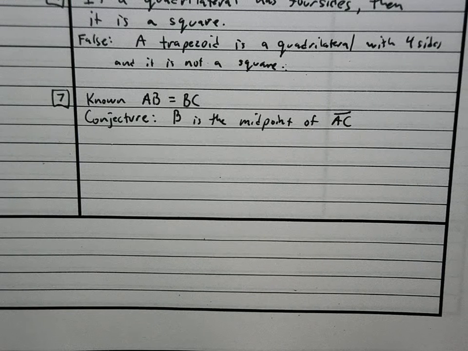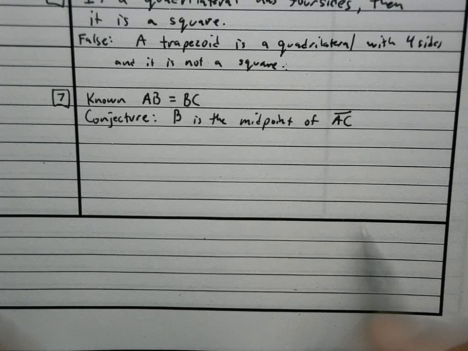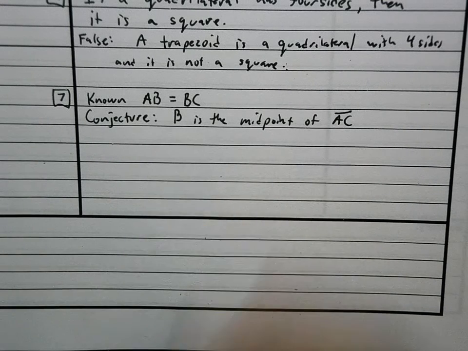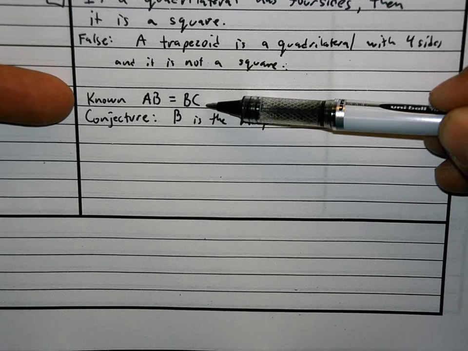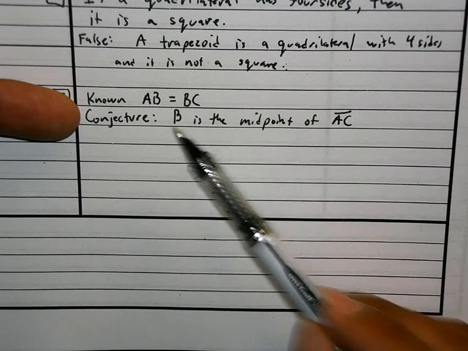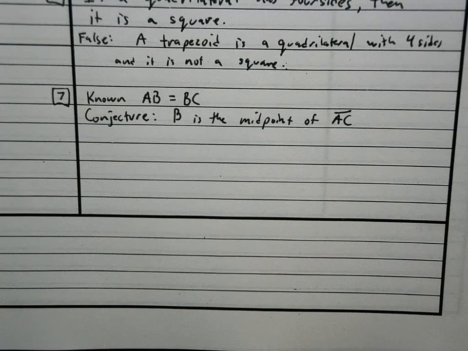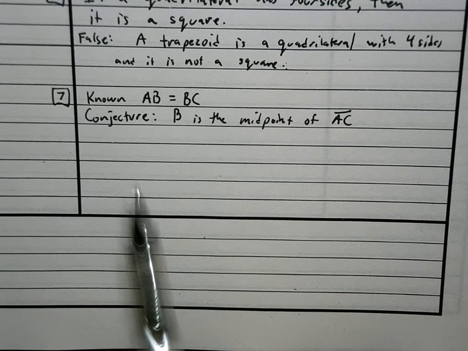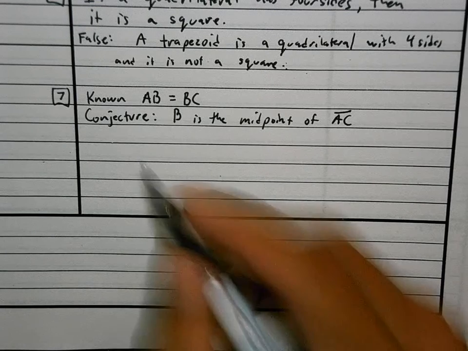So in this particular case, we know that AB and BC are the same length. That is known. That's not part of the guess. We cannot refute this first statement. This first statement is true. The conjecture is that B has to be the midpoint of AC. So in your mind, you might be thinking of a few things. AB is the same as BC. Does B have to be the midpoint of AC? Let's think about that, okay?